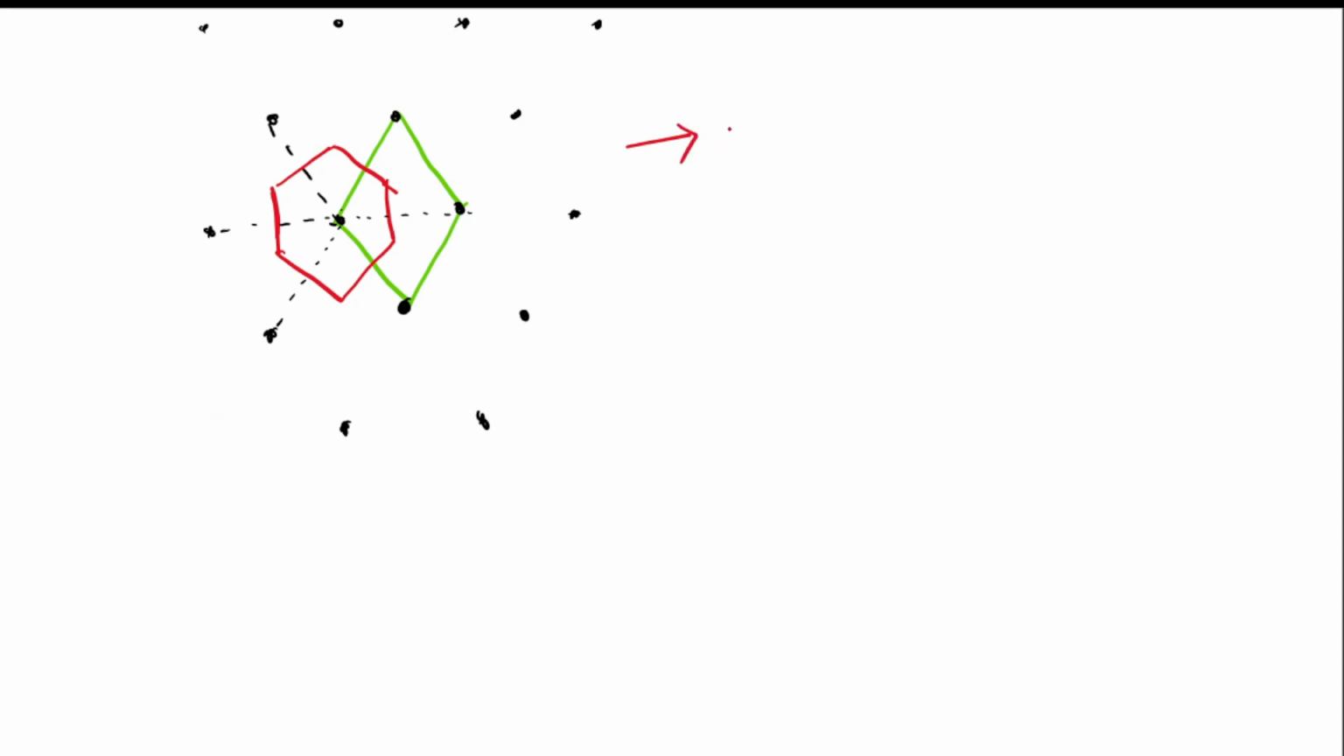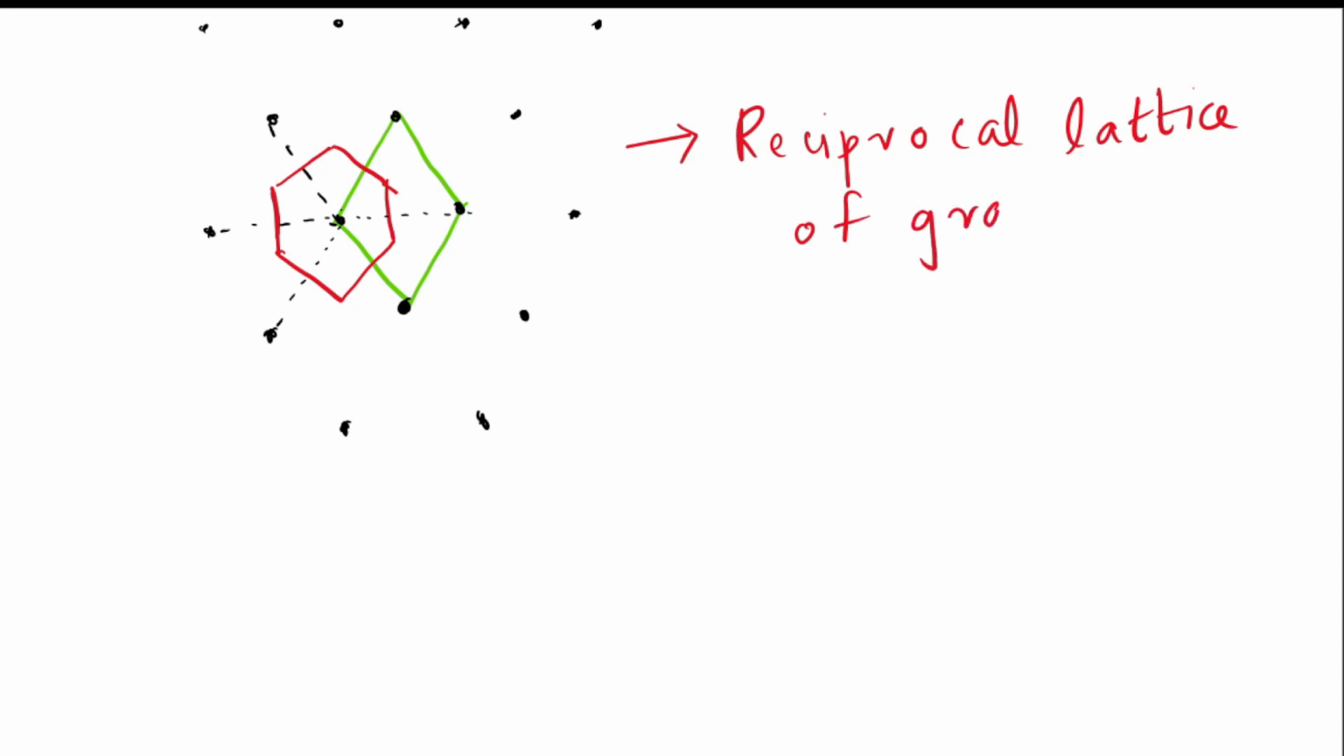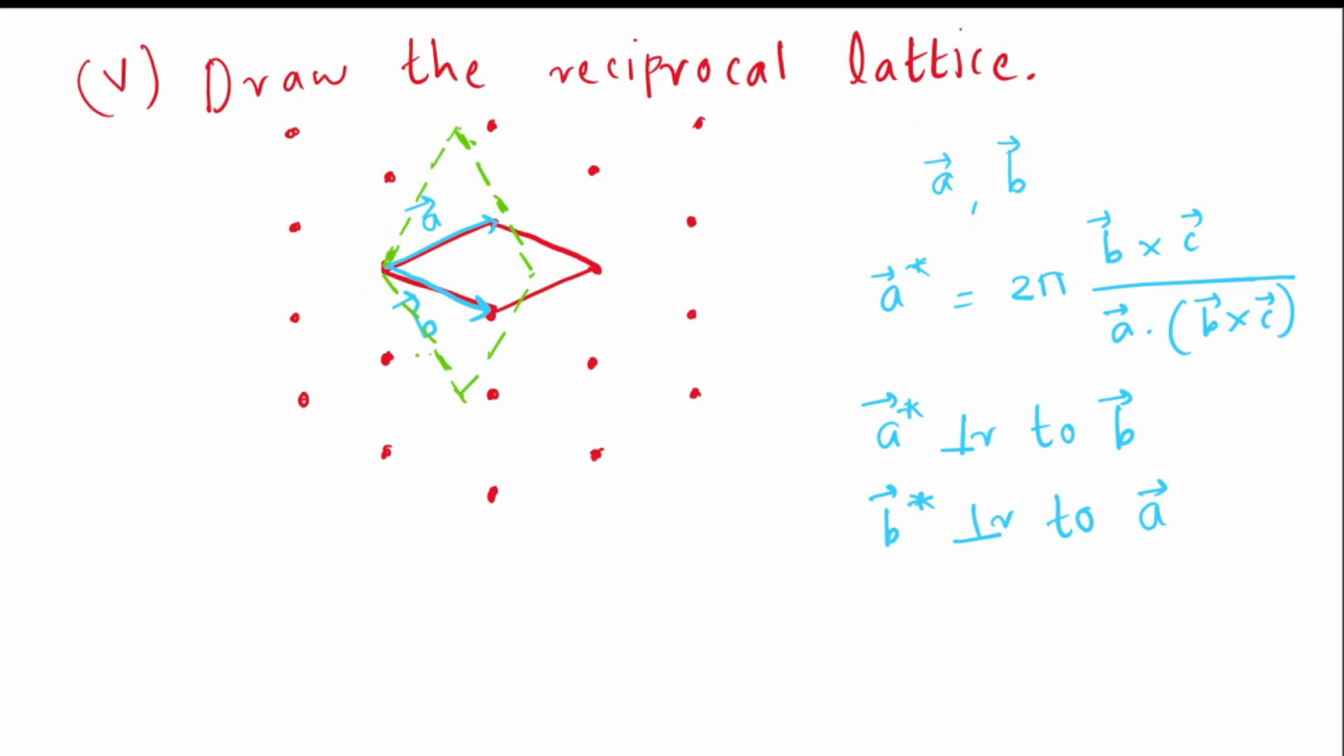So this is the reciprocal lattice of graphene. I forgot to write A star and B star. This is A star and this is B star. Here also it is A star, B star.